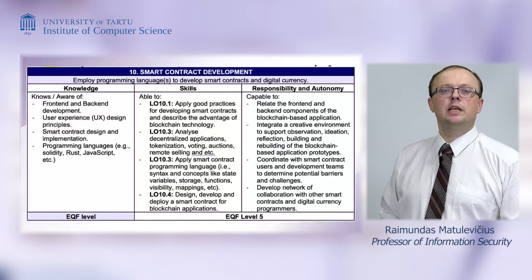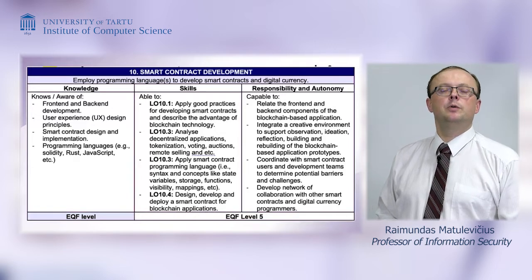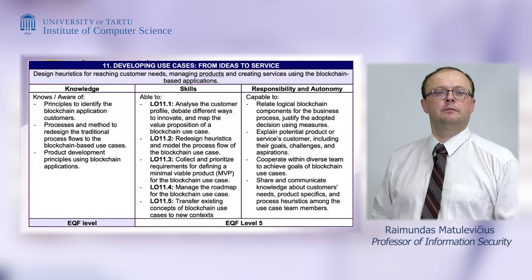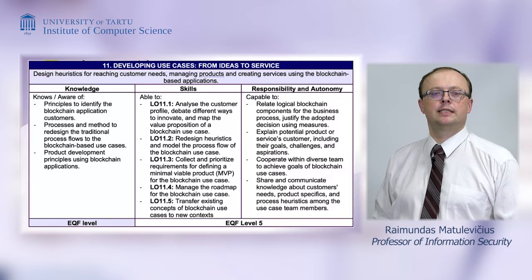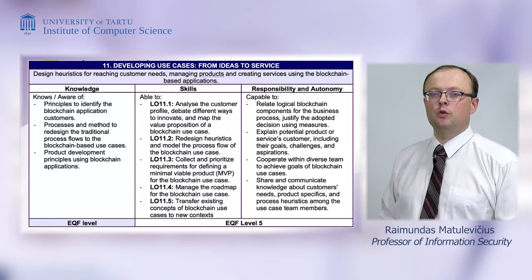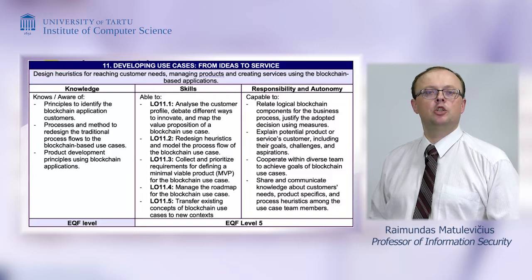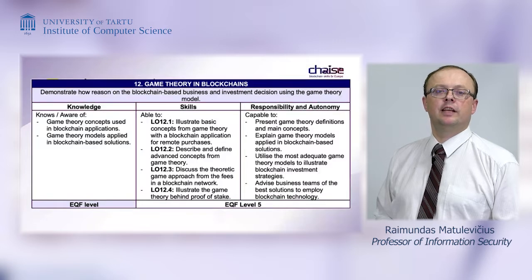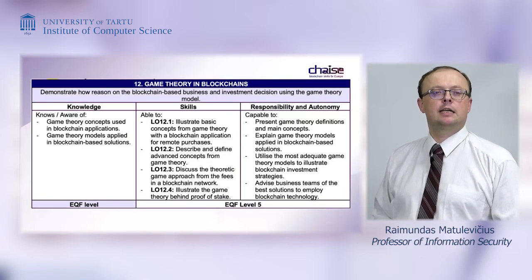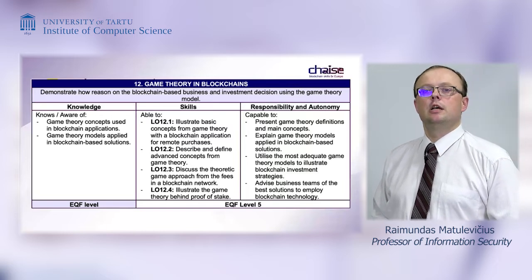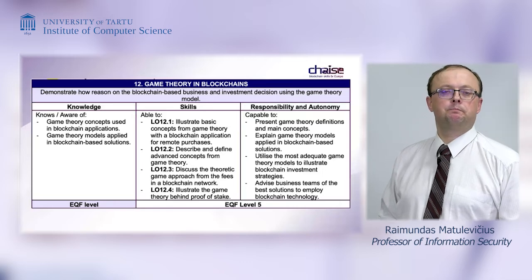In Module 10, we have the smart contract development. Here we discuss how to employ programming languages to develop smart contracts and digital currency. Module 11 starts with developing use cases from ideas to service. It describes the design heuristics for reaching customer needs, managing products, and creating services using the blockchain-based applications. Finally, Module 12 speaks about the game theory in blockchains. It demonstrates how to reason on the blockchain-based business and investment decisions using the game theory models.